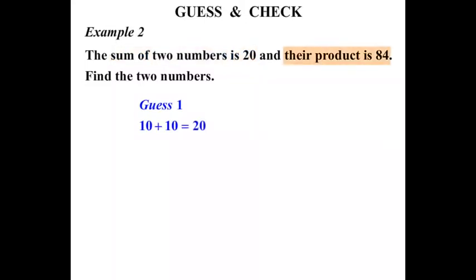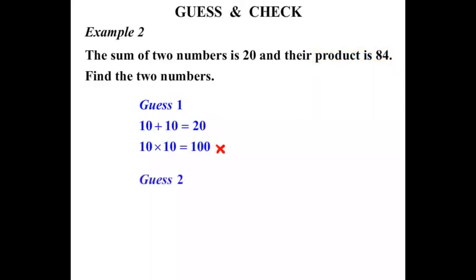Now, their product is 84. Now, product means to multiply. So we're using 10 and 10. If we multiply 10 and 10, we get 100. Okay, we don't quite get the 84. All right, so not quite right, but probably on the right track.